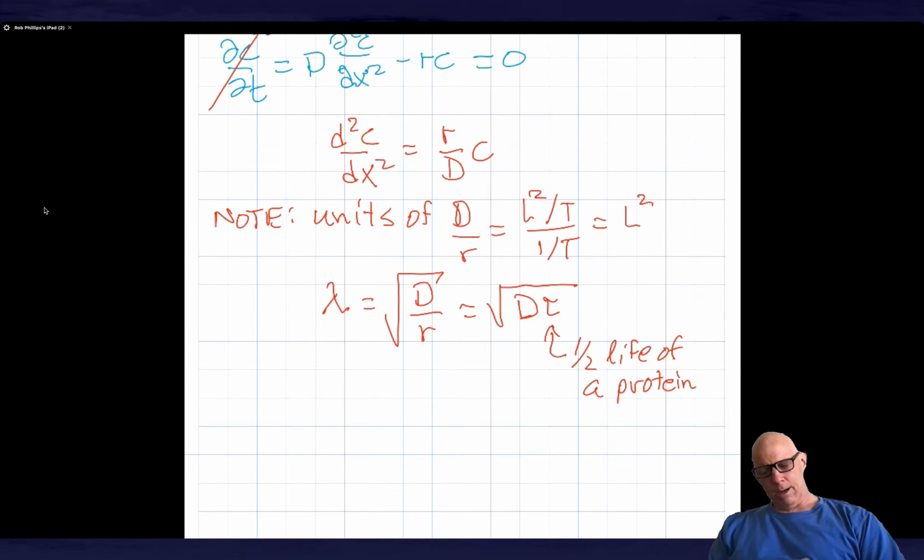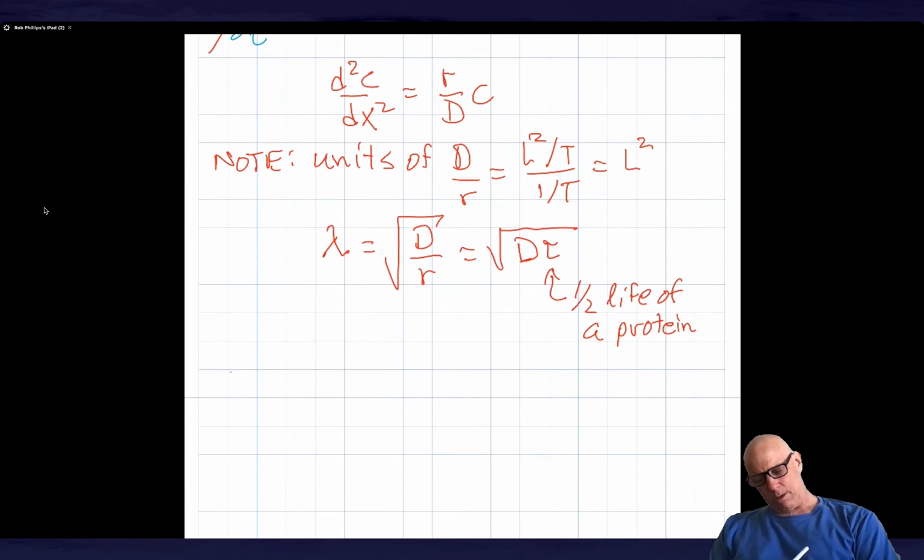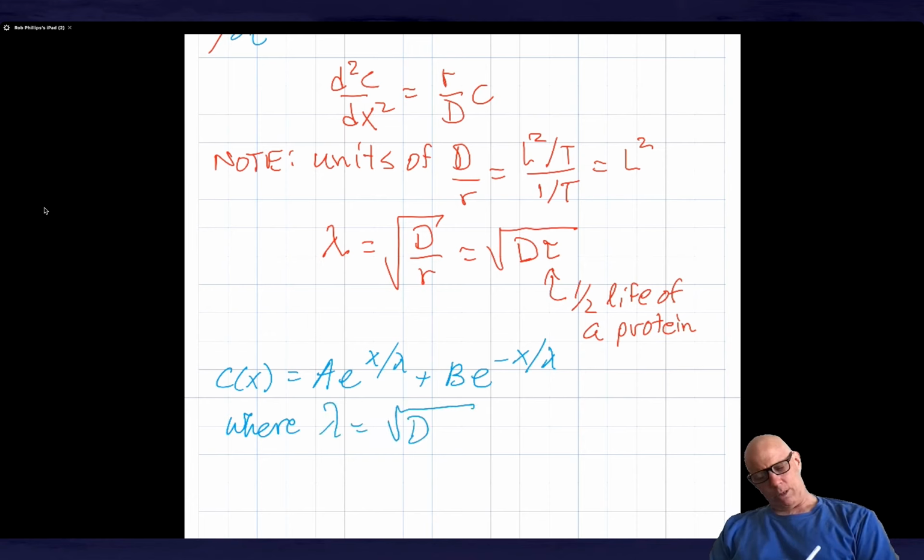Why do I say that? Note, it is second order, it's linear, it's got constant coefficients. So I already know that the solution is of the form c of x is equal to, let me write it as, A e to the x over lambda plus B e to the minus x over lambda, where, as we already said, lambda is equal to root D tau or root D over r.